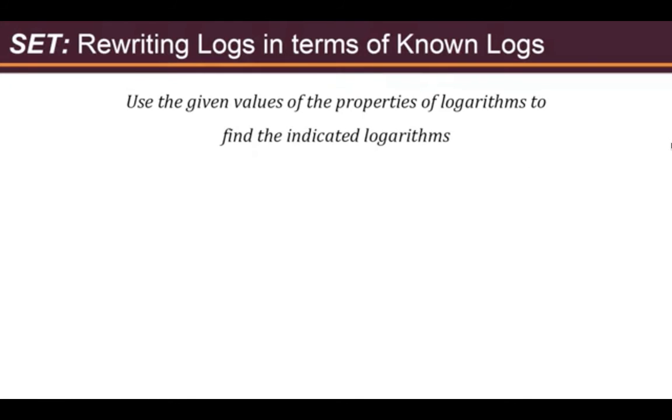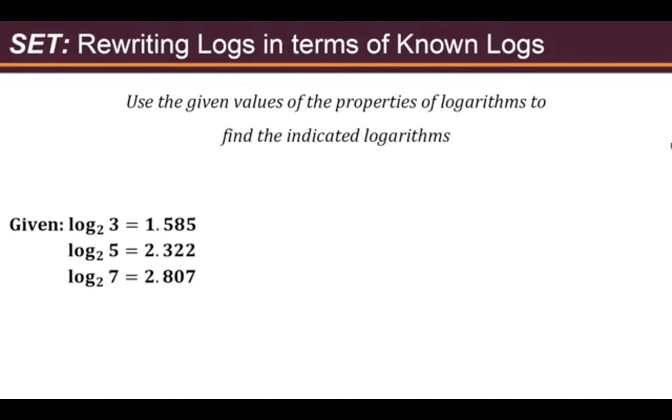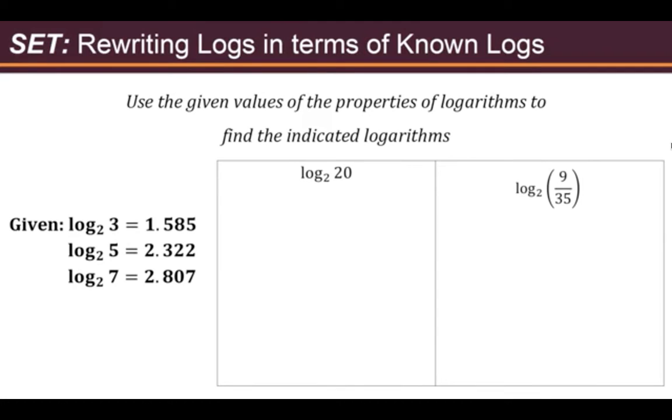For example, use the given values of the properties of logarithms to find the indicated logarithm. We are given that log base 2 of 3 equals 1.585, log base 2 of 5 equals 2.322, and log base 2 of 7 equals 2.807. For our first logarithm, log base 2 of 20, we want to start by breaking 20 up into factors that we either know the logarithm of or that are powers of 2. We know that 4 times 5 equals 20, so we can use this and the log of a product rule to help us find the value of log base 2 of 20.